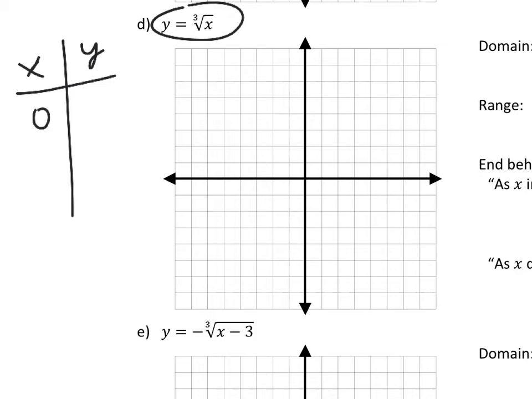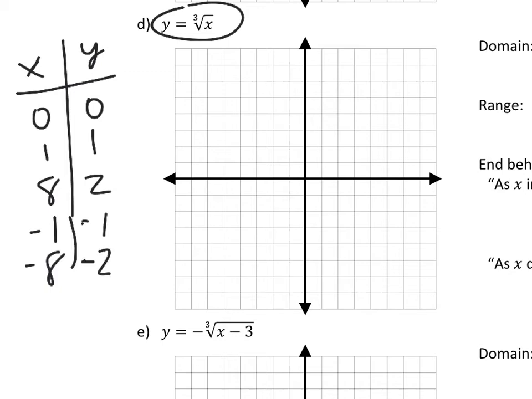We'll do 0. The cube root of 0 is 0. Let's do 1. The cube root of 1 is 1. Our next number would have to be all the way up to 8. The cube root of 8 is 2. But remember now, for cube roots, you can have negatives as radicands. So I'm going to extend this a little bit more and get some negatives in here. So let's do -1 and -8. The cube root of -1 is -1. The cube root of -8 is -2. So now I have 5 points. This should be pretty good.